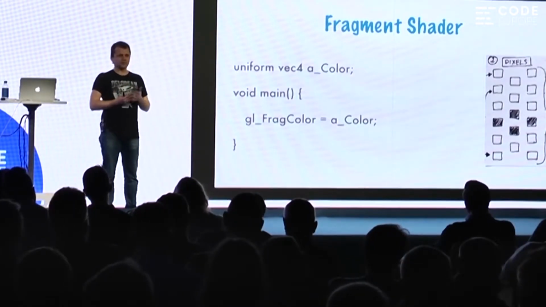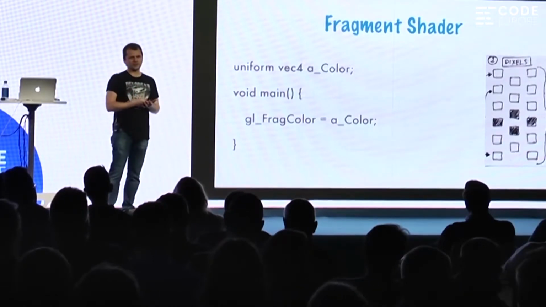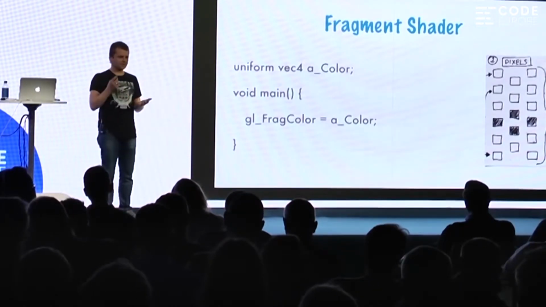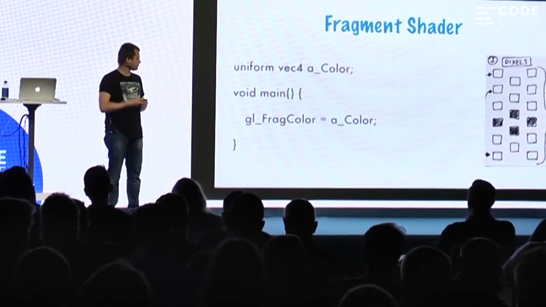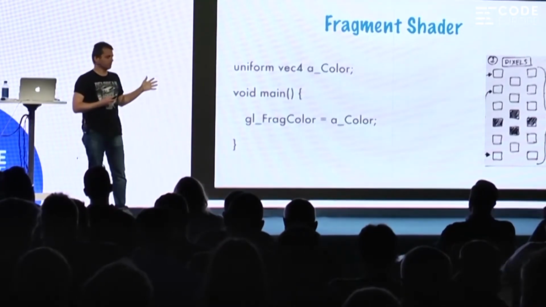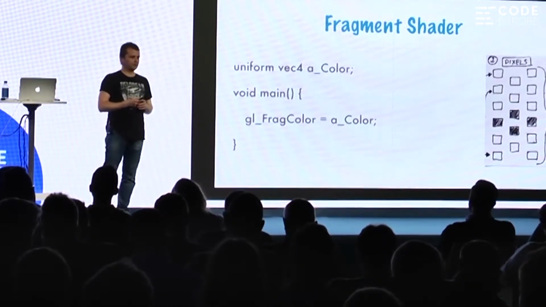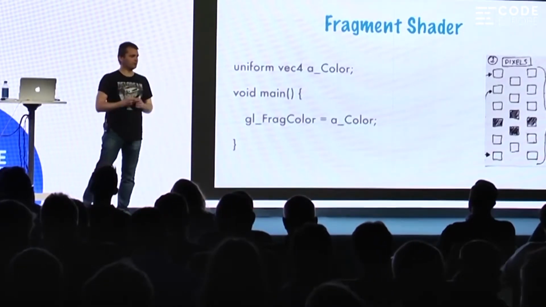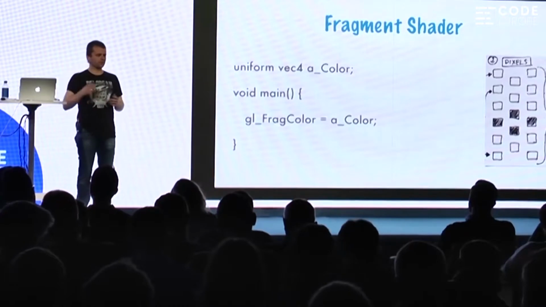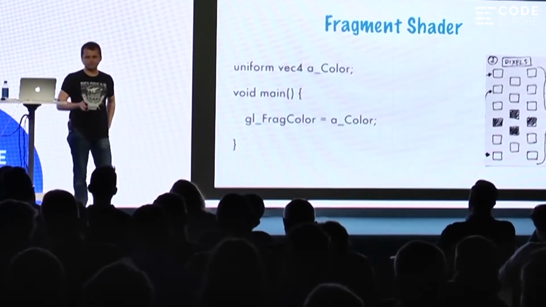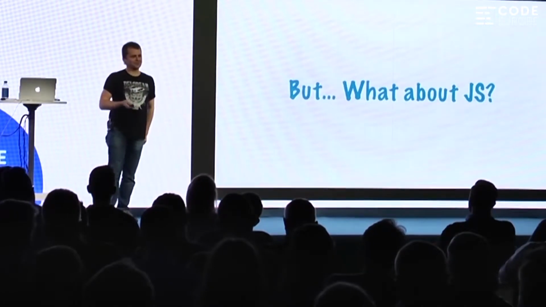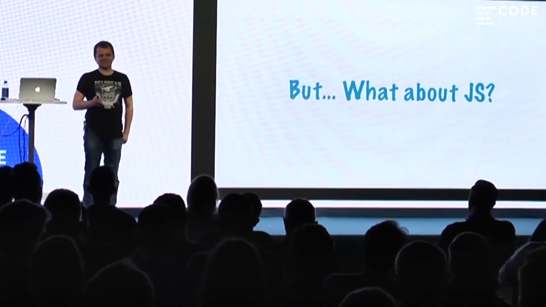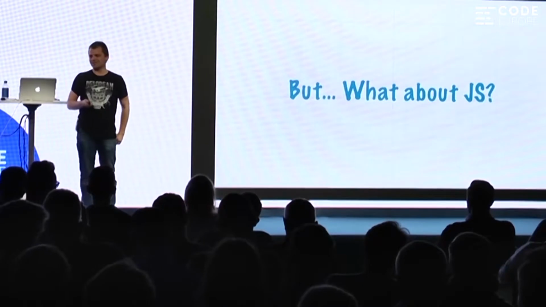In this case, we're using a uniform. And you can think of it like a constant. It's just the same for every shader invocation we're going to run. In this case, we're passing the color to the pixel, and the triangle would get green or red or whatever we pass from JavaScript. But I haven't shown you any JavaScript, so let's look into that now.